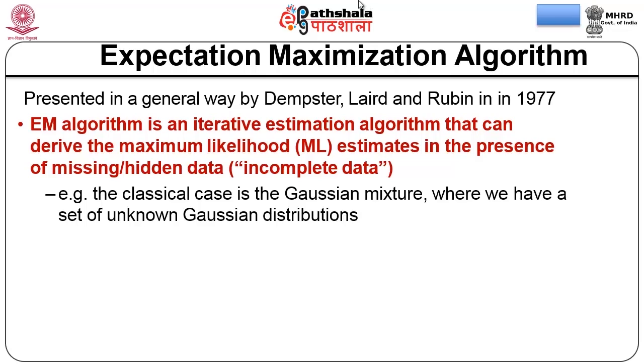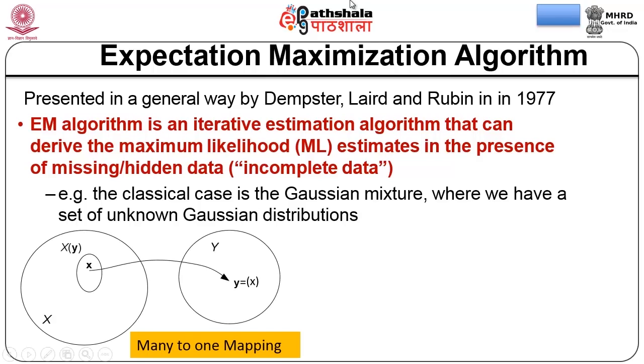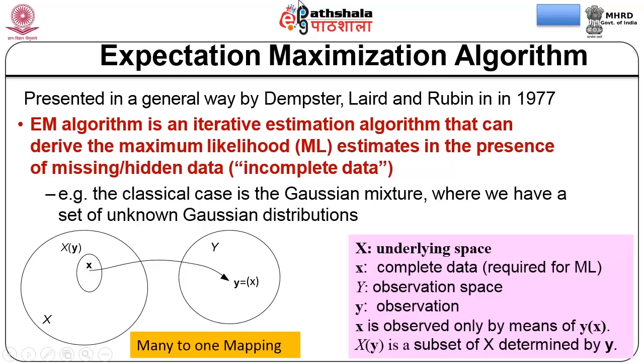So, EM is also called an estimation algorithm. It is basically a many to one mapping. If you look at this, capital X is the underlying space and small x is the complete data. This is required for machine learning, and then Y is the observation space and small y is the observations. So, x is observed only by means of y of x, and capital X of y is a subset of X determined by y. Our job is to find out this y.